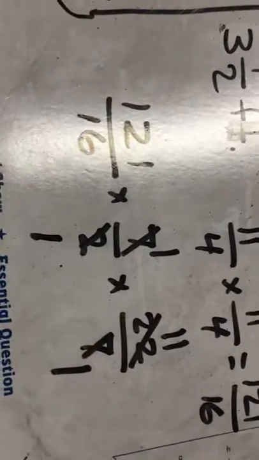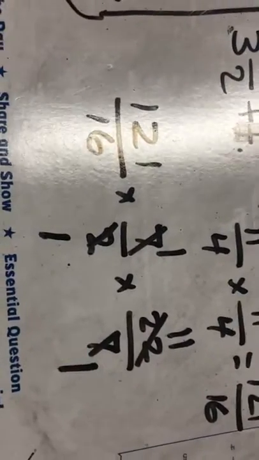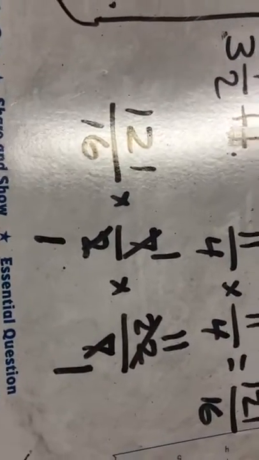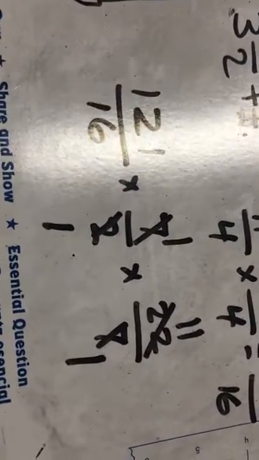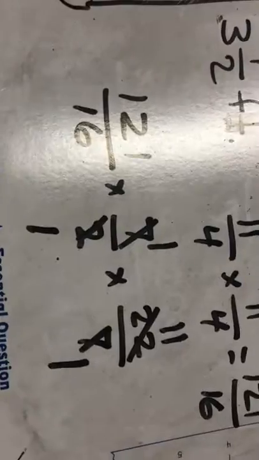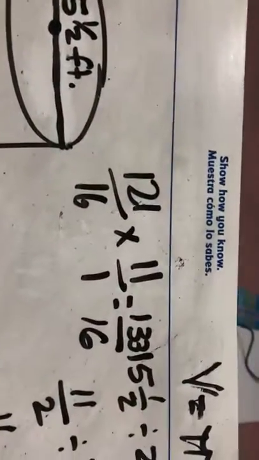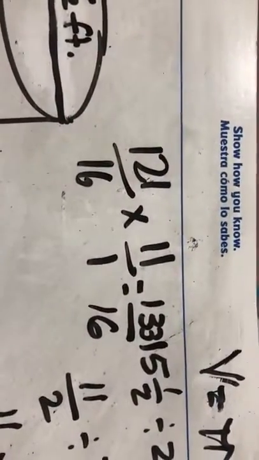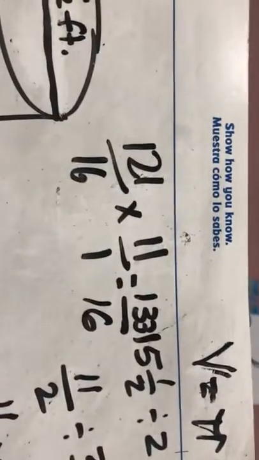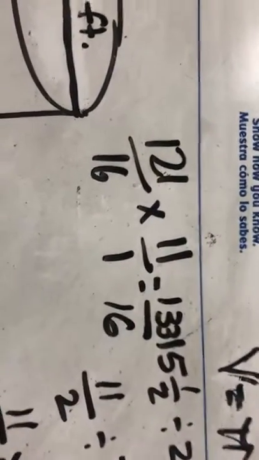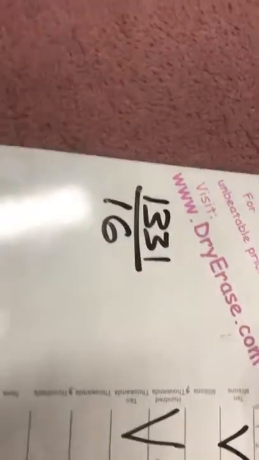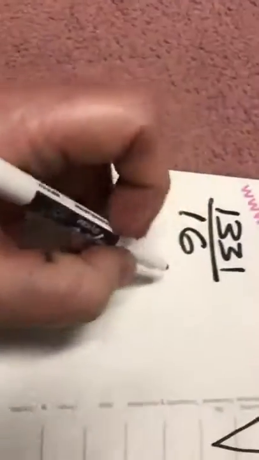So we brought that in and we did some cross-checking with the 7 over 2 times the 22 over 7 and getting 11 over 1. So we came up here, we did 121 over 16 times 11 over 1. We ended up with 1,331 over 16. That is where we're at right now. Now we actually just have to go and do this division problem.